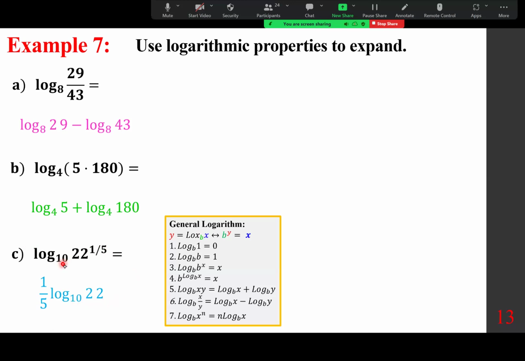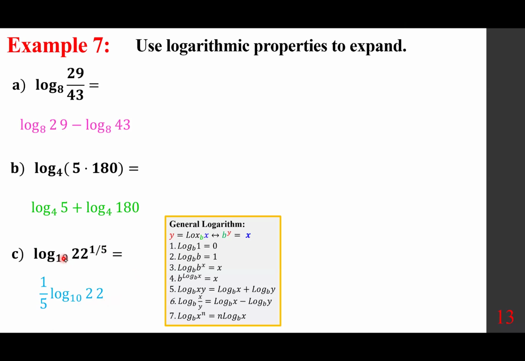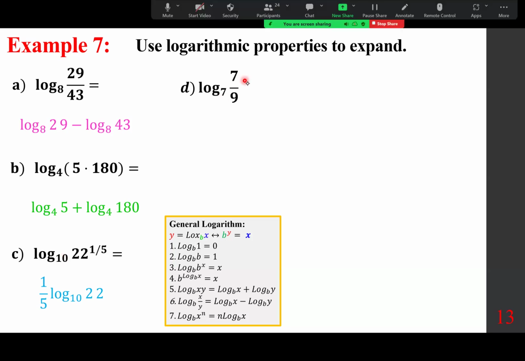Now, normally we don't write the base 10. This is given in this format. We give it back in that format. But log, when the base is 10, it shouldn't be there, okay? Log base 7 of 7 over 9, and we use number 6, the quotient rule. Log of the top minus log of the bottom with the same base. So log 7 base 7 minus log 9 base 7.